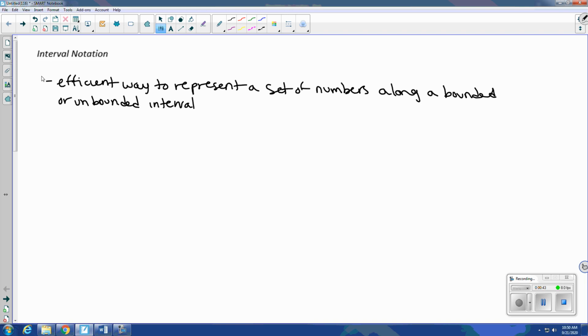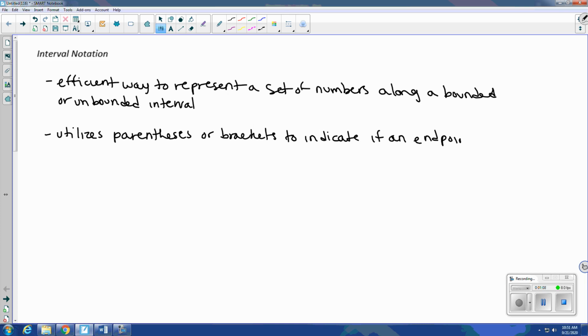Now the formatting utilizes parentheses or brackets to indicate if an endpoint of the interval is included or excluded from the set.